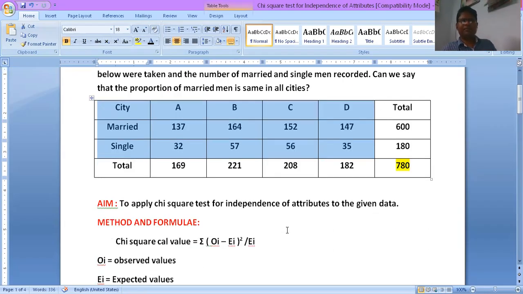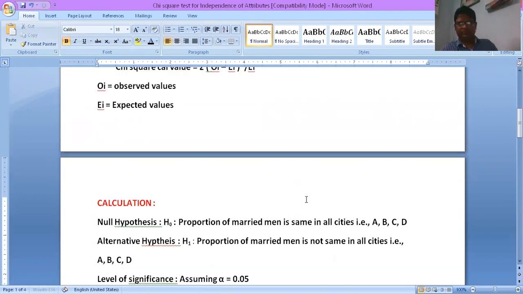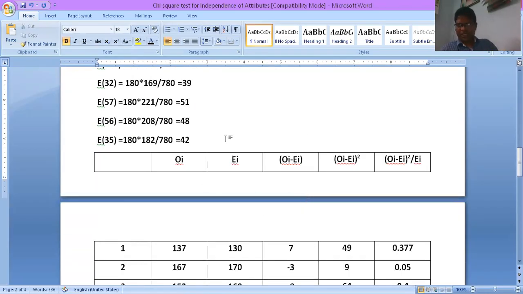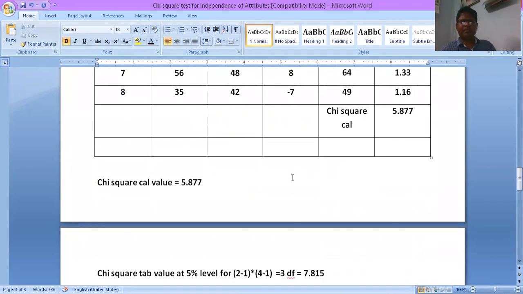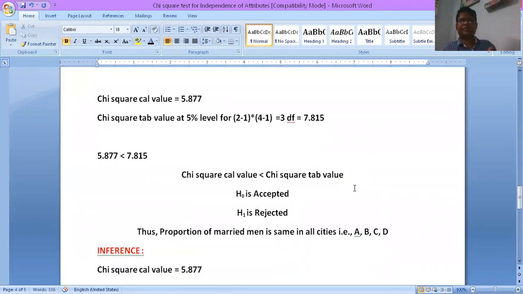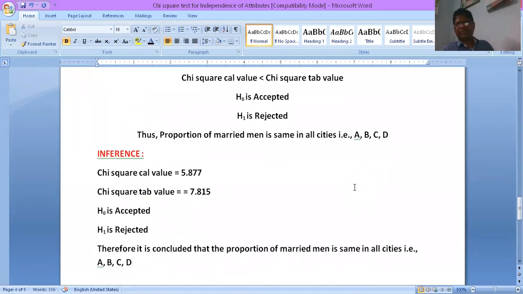Start with the problem with A, method and formulae, calculation, and computation of expected frequencies first, and use as usual chi-square table, just proper finishing. Make a comparison: whenever calculated value is less than the tabulated value, we have every right to accept our null hypothesis and reject alternative hypothesis and rewrite the same in the inference. So four important stages, work out the problem using these four stages. That is very good. Okay.